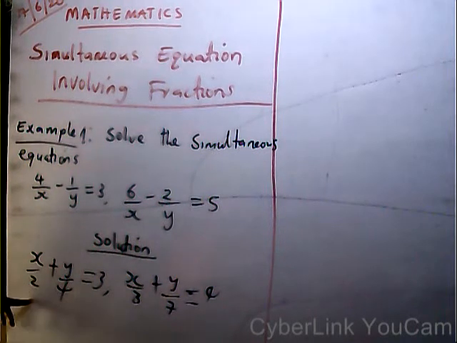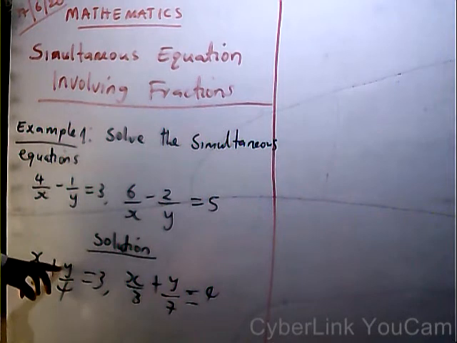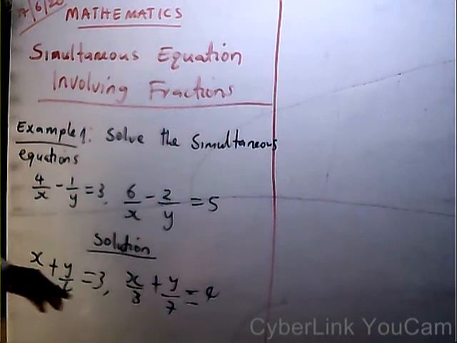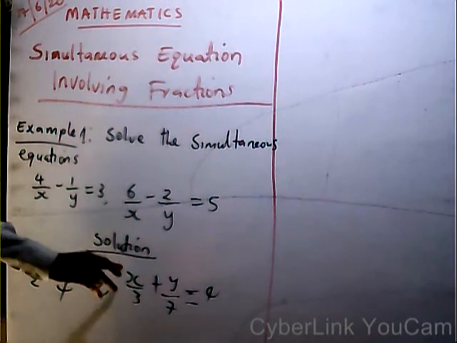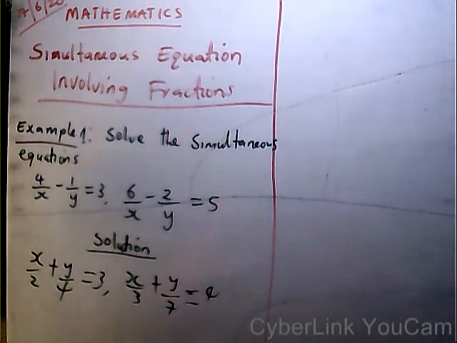The first equation here, the LCM of the denominator is 4. I will just multiply x by 4, multiply y by 4, and multiply 3 by 4. And so doing, it becomes linear. Here also, the LCM is 21. I will just multiply this by 21, this by 21, and this by 21, and they become linear. That one is simple. We are not going to look at that. But we want to look at the one I have on the board.